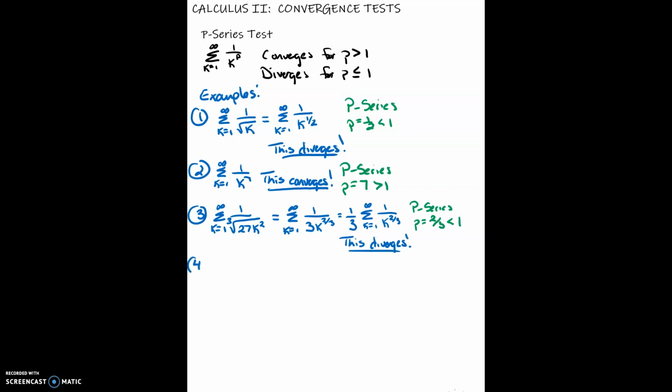Let's take a look at one more. Let's take the sum as k goes from 1 to infinity of 5 over k. Well, just like the previous example, we can factor out that 5. We have the 5 times the sum as k goes from 1 to infinity of 1 over k. The exponent on that k is 1, and there we have it. This is p-series. The p-value is 1. Well, equal to 1 tells me that it diverges.